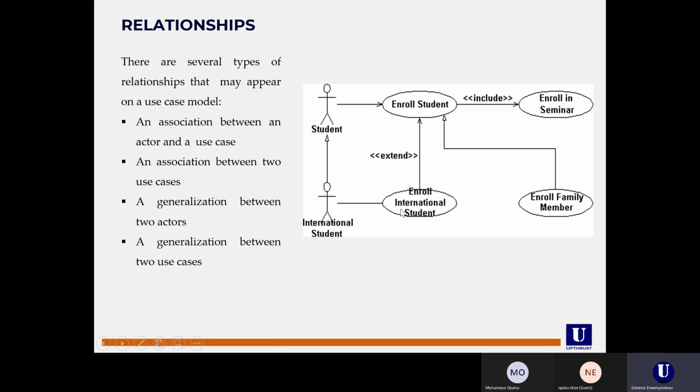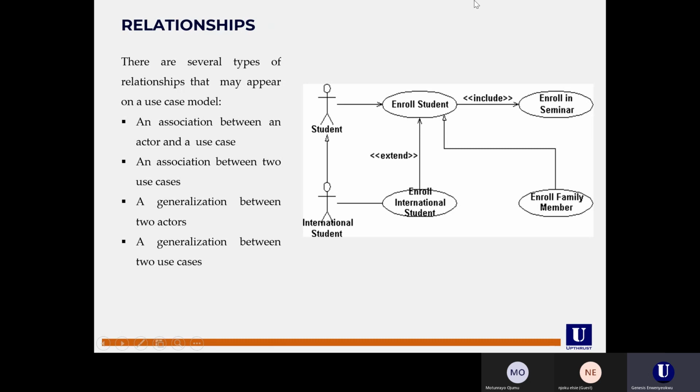But if you are an international student, you will then need to enroll as an international student as well. Specify that you are an international student. So this is an extend relationship. It means that when you are registering, after filling this enroll student form, you will see another form that will ask you, are you an international student? If you click yes, then it will take you to that form to fill it.